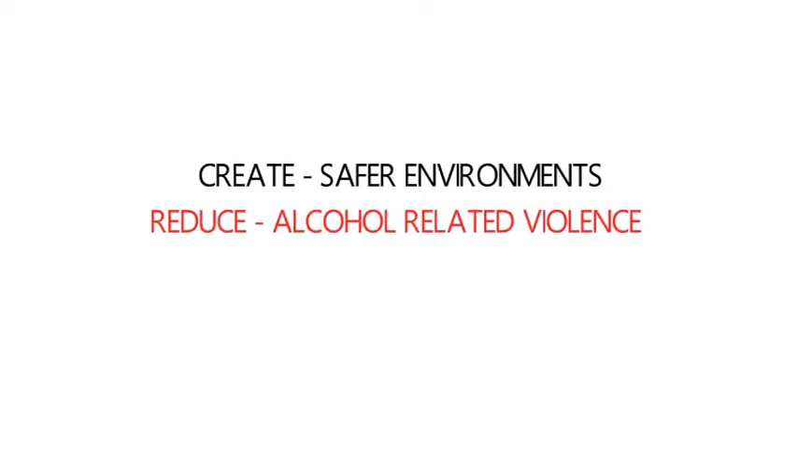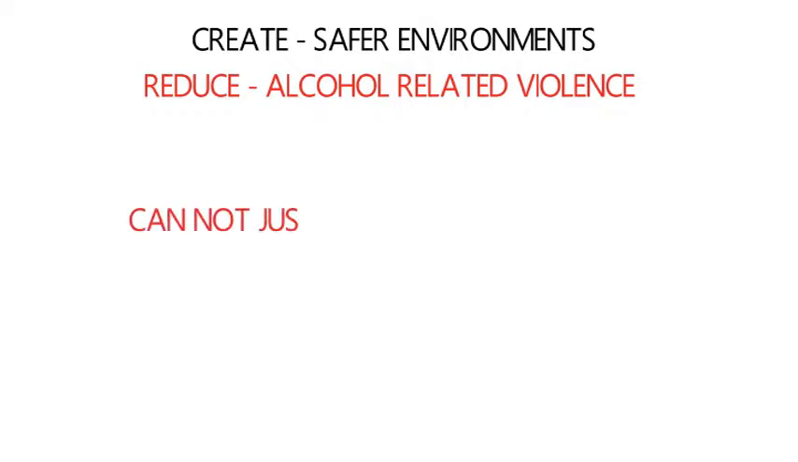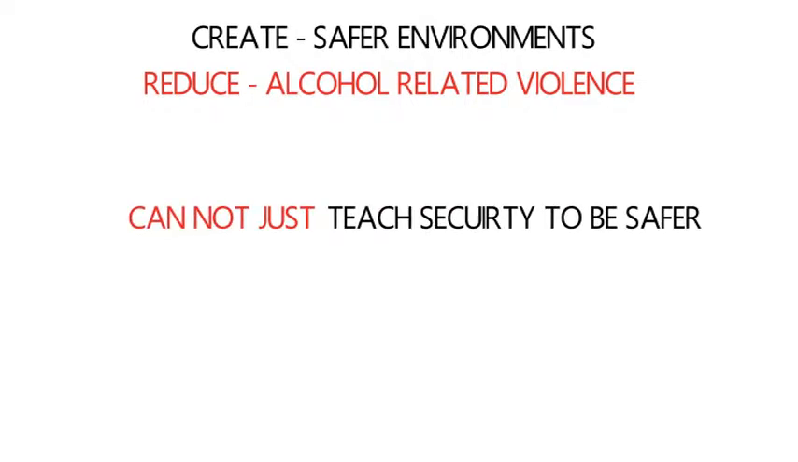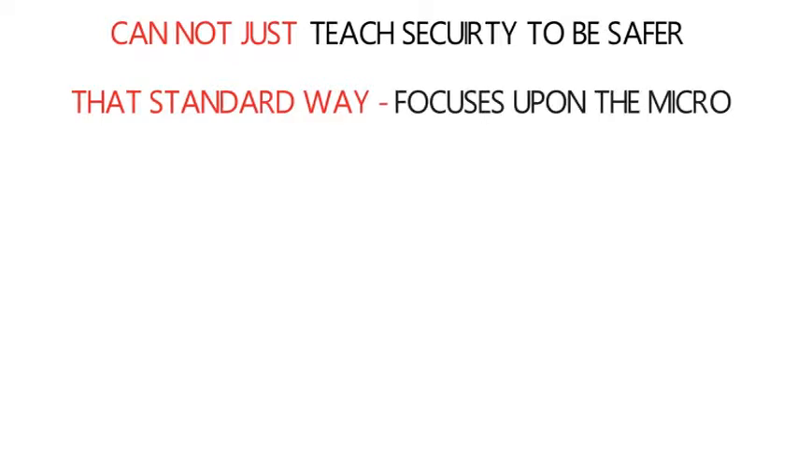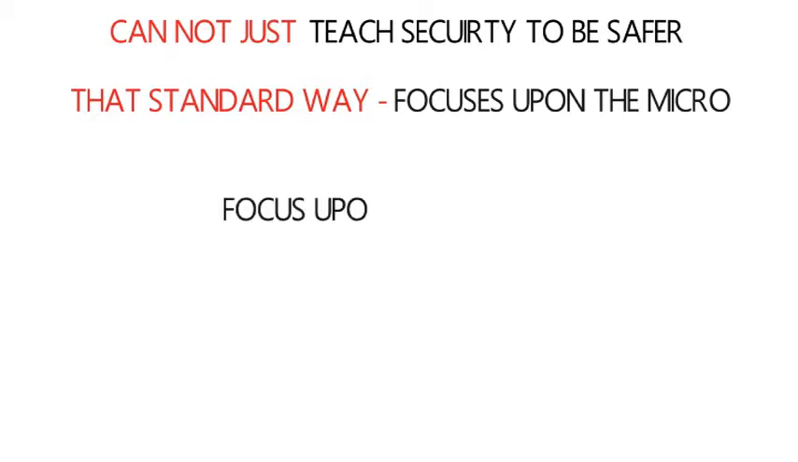In the past, the governments and companies creating safer environments with the main objective of reducing alcohol-related harm failed. They failed because their focus was upon just training the security to be safer. We find that you cannot just teach security to be safer. The standard way focuses upon the micro, that micro being the focus upon the worker. This is where the failure to create safer environments comes from.